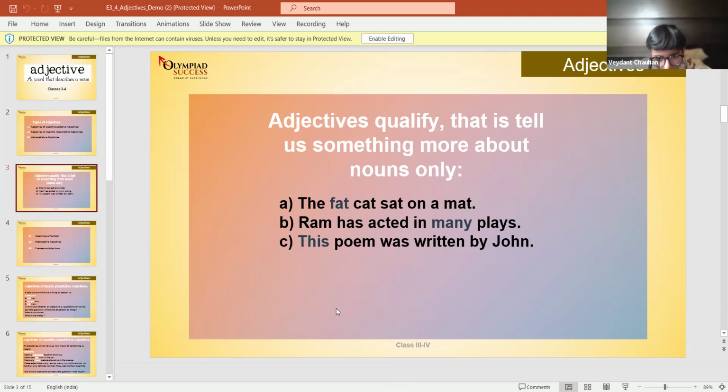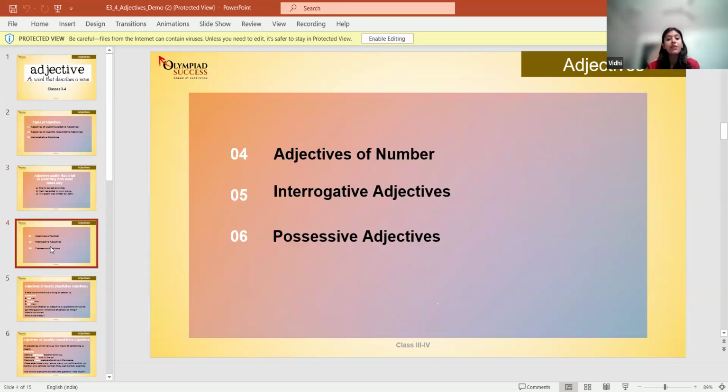And Ram has acted in many plays. Many. Okay. This poem was written by John. Written. No, written is not an adjective. We are talking about a particular poem that has been written by John, so this will be the adjective in this sentence. That is also a type of adjective that you are going to see now. Adjective of number, interrogative adjectives and possessive adjectives are also there, which are different types of adjectives.